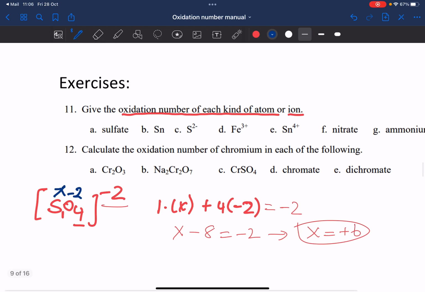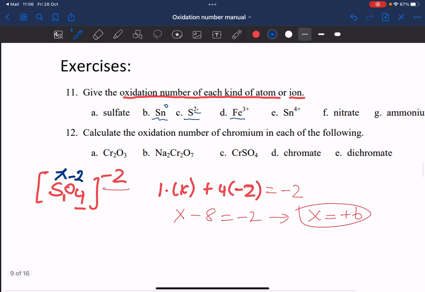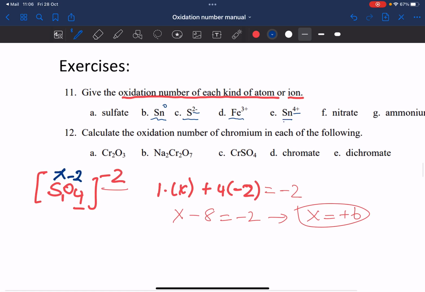As you can see, there's no charge on it, an element by itself, so the charge is 0. The charge of this guy is given on top, it is -2. Iron is given by +3, so it is +3. Tin this time has a charge of +4, so it is +4.